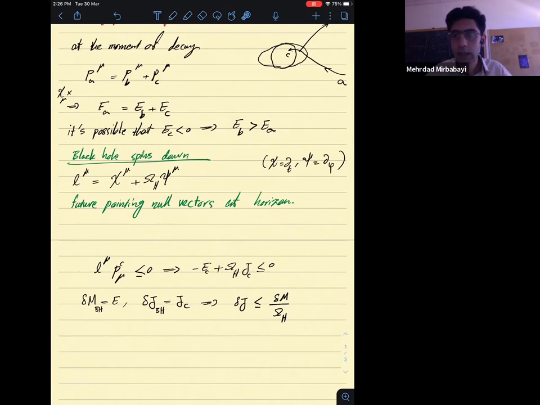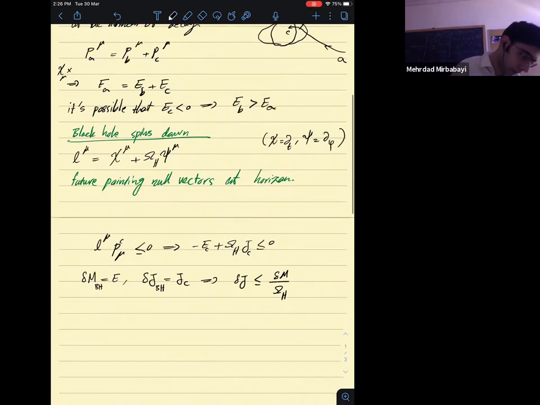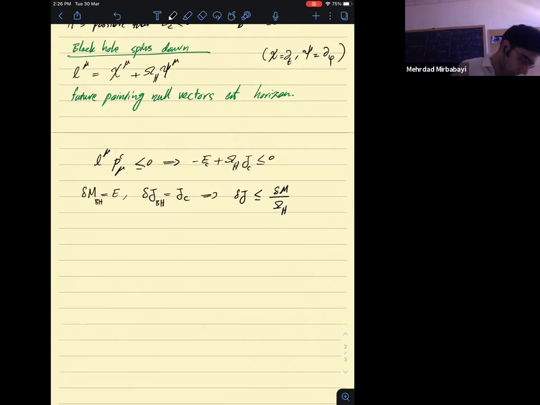When this particle C that falls into the black hole has negative energy, from the perspective of the observer at infinity, what it means is that in that particular case, if EC is less than 0, then delta M is less than 0. So we are extracting energy from the black hole. Then it implies that delta J is also negative.